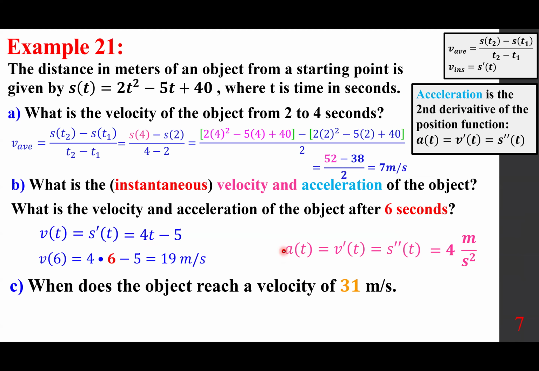When does the object reach the velocity of 31? So set this equal to 31. Move this, you get 36 divided by 4 is 9 seconds.